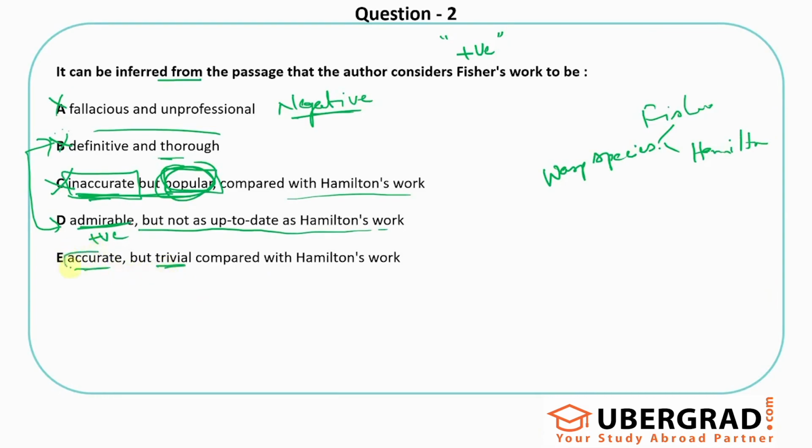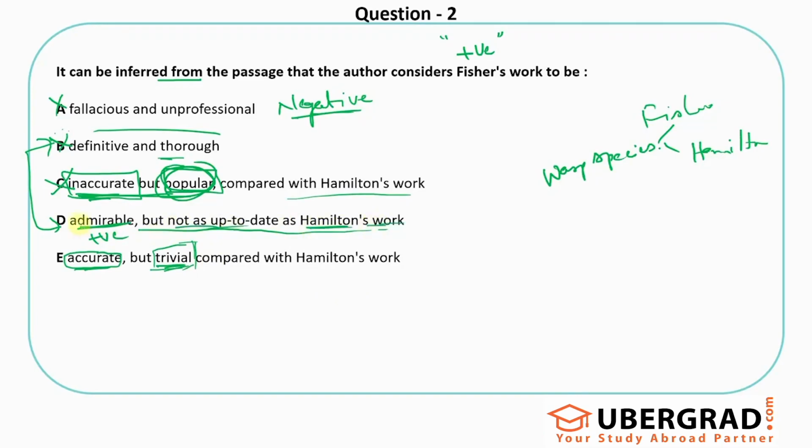Again, accurate is a problem for me, because it is not completely right, but it's not completely wrong either. There are some problems with Fisher's theory. That's what the author was trying to put up. But most importantly, saying it's trivial is very much disregarding Fisher's work. When I say trivial compared to Hamilton's, it is like Fisher's work has been put at a very low level compared to Hamilton's work. It's not really put up in that way. It just says that it misses a certain element which is answered by Hamilton's work.